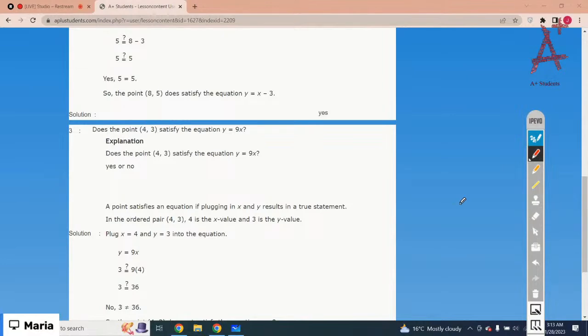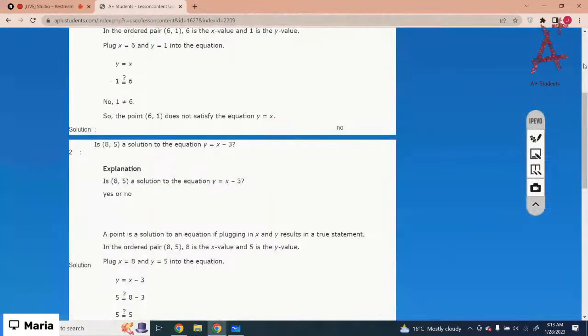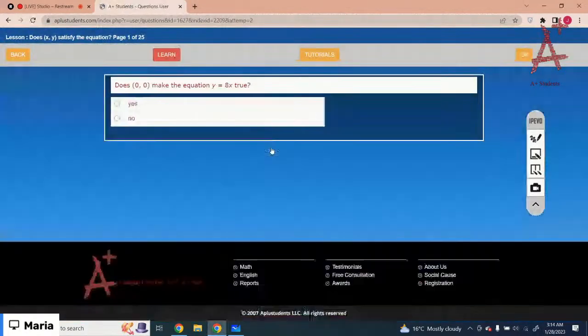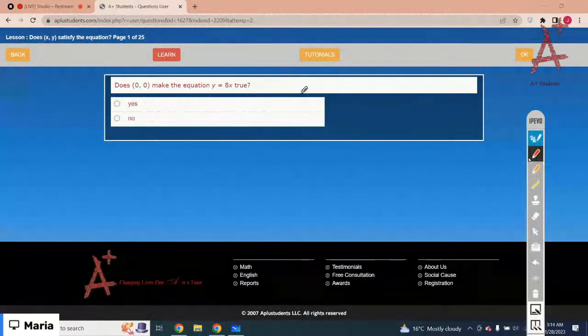Let's just start with the practice questions. Okay, does (0, 0) make the equation true? So you have the ordered pair (0, 0). That means x is 0 and y is 0. Got it? Just put the values in the equation. y equals 8 times 0. 8 times 0 is 0. So both sides of the equation are equal. That means yes, the point (0, 0) makes the equation true. Got it? The correct option is yes.